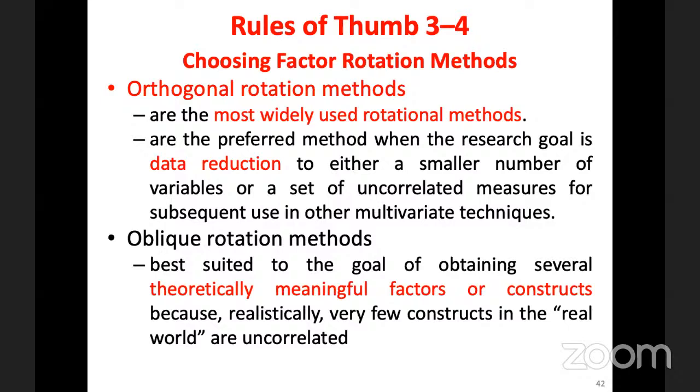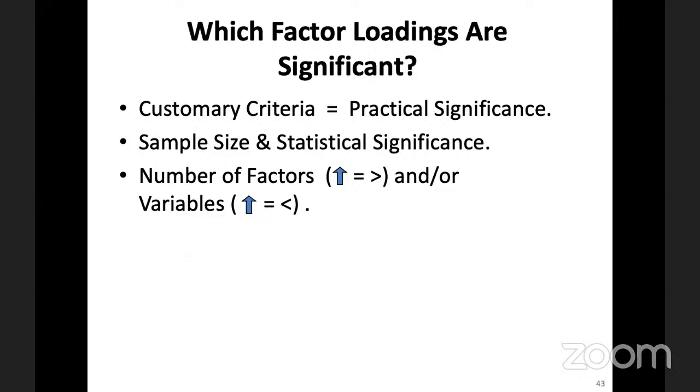And normally orthogonal rotation is used when our objective is data reduction, and oblique is used when you want to derive factors which are very much consistent with the conceptual explanation of the factors.